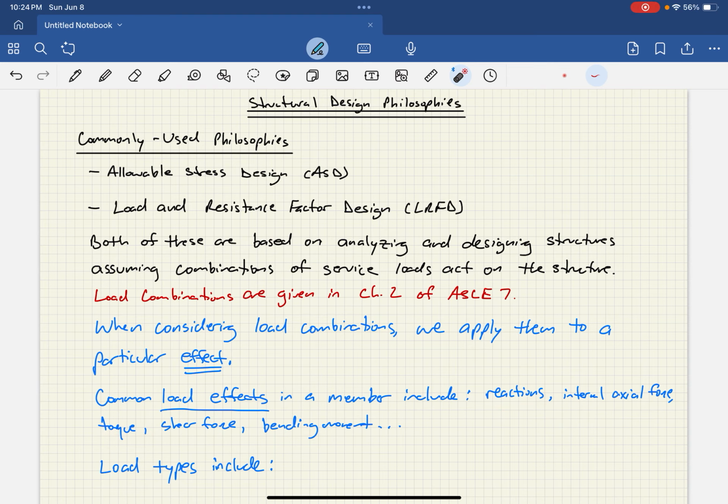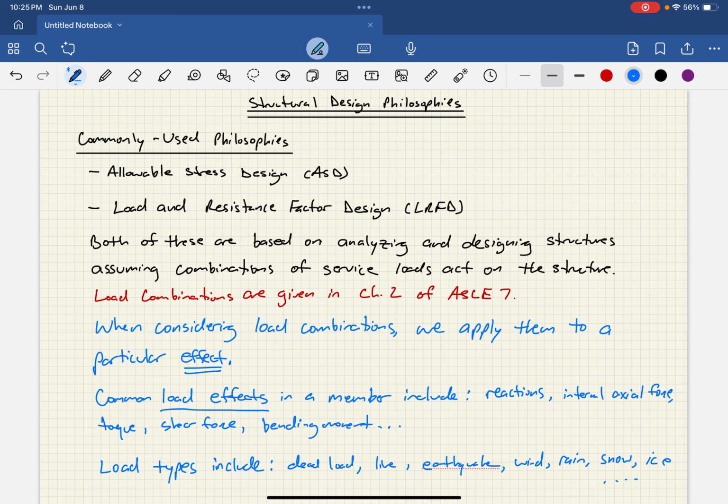What about load types, okay? So I already listed those a couple of times. What are load types? These are service load types. This is like dead load, live load, earthquake, wind, rain, snow, ice, etc.